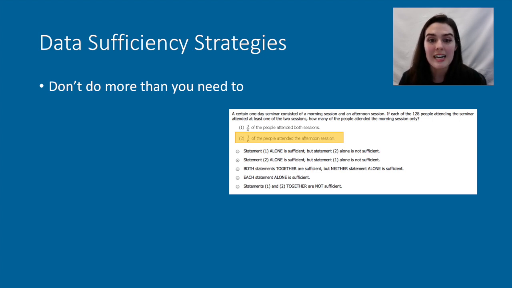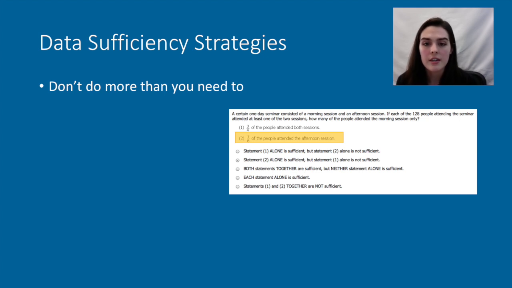Data sufficiency problems ask you to figure out if you can solve the problem. That often means that you don't actually need to solve the problem. So this means that a lot of times you don't actually need to do a lot of math. And that's critical to saving a lot of time. So let's look at this example.